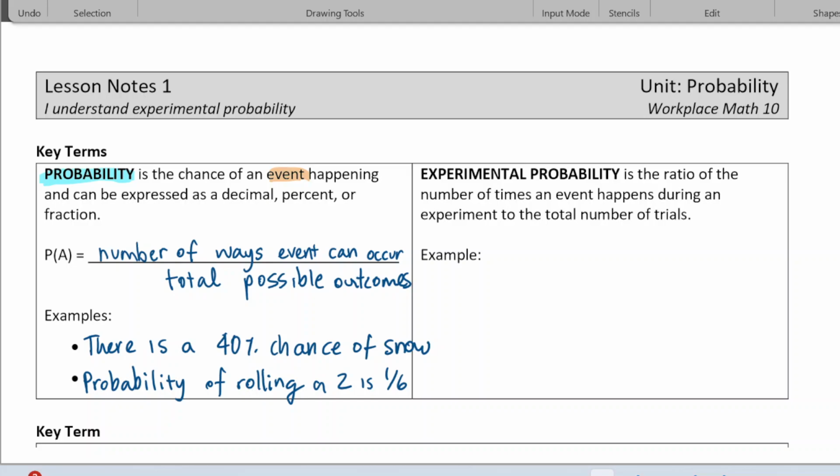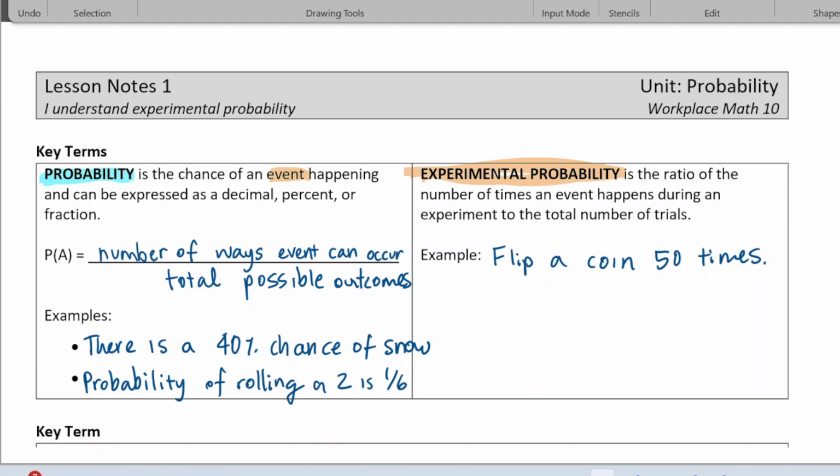Experimental probability is when we actually run an experiment. So you actually roll the die a certain number of times and you calculate how many times an event happens. Let's do an example here. Let's say we flip a coin 50 times. Now you would expect that half the time the coin is going to come up heads, half the time tails, but due to random chance, that might not happen.